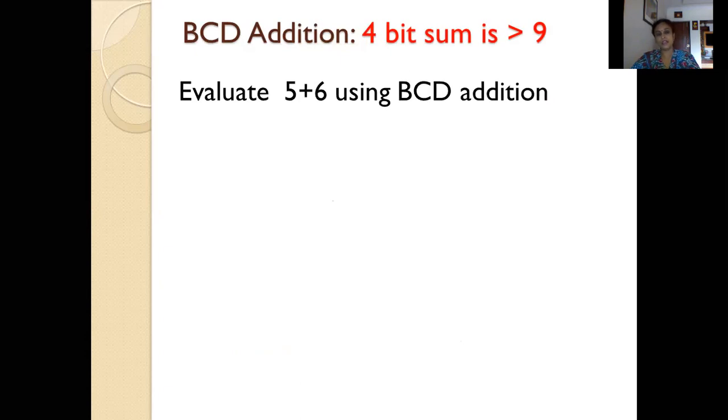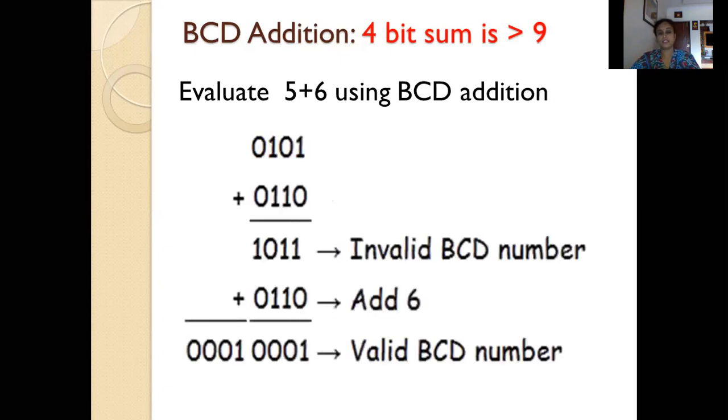So again we have to write 5 and 6 as their BCD numbers. 5 is represented as 0101 and 6 is represented as 0110. If you add this, you can see 1 plus 0 is 1, 0 plus 1 is 1, 1 plus 1 is 10, so carry will be 1 and the sum is 0. So it comes out to be 1011.